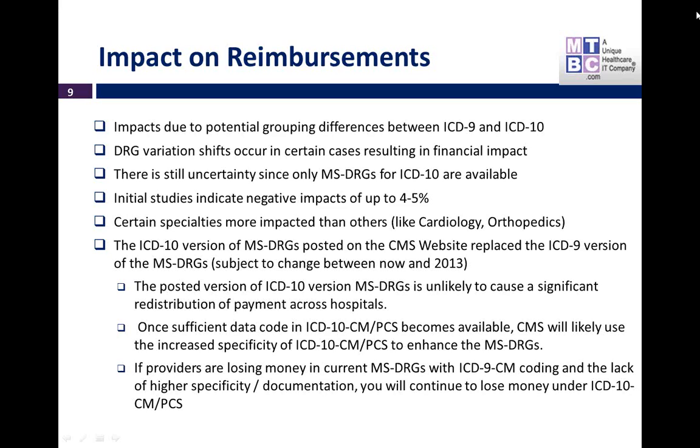Initial studies indicate a negative financial impact of 45%, which may include denied claims, reimbursement errors, resubmissions, etc. However, so far only medical and surgical DRGs for ICD-10 are available, and there is still a certain degree of uncertainty on the future course of things. It is likely that certain specialties such as cardiology and orthopedics are going to be much more impacted than the others. It is also to be noted that the ICD-10 version of MS-DRGs is unlikely to cause a significant redistribution of payment across hospitals. This is due to the fact that implementation of ICD-10 will have no consequences in CPT usage of hospitals for inpatient billing.